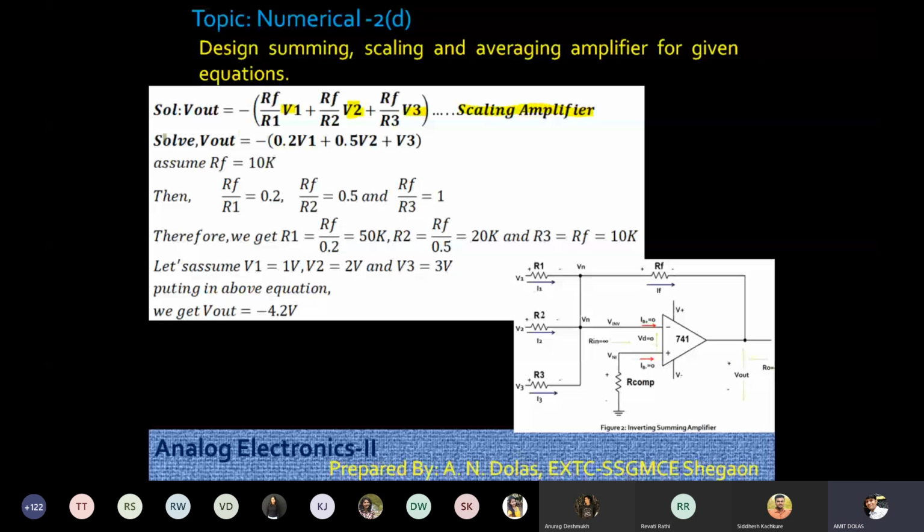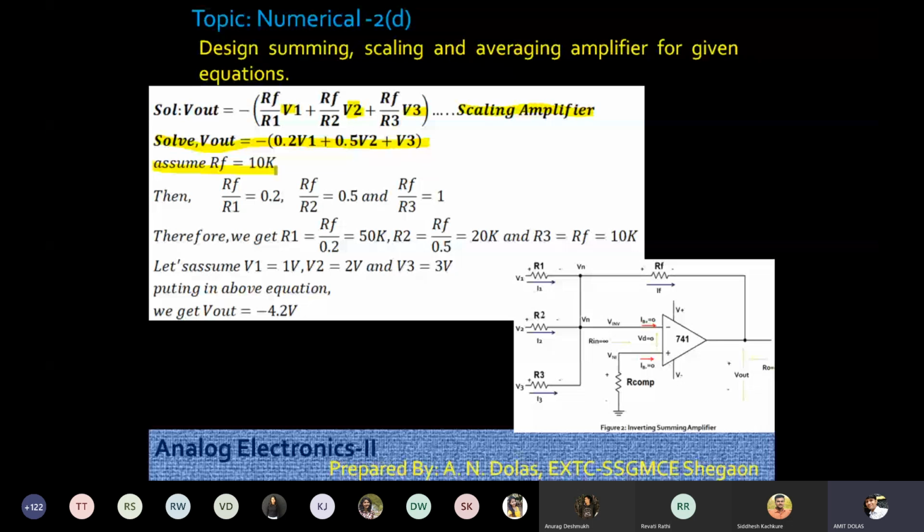So you may get a question in the examination like: solve V out is equal to minus 0.2 into V1 plus 0.5 into V2 plus V3. From this you have to understand that the minus sign is the inverting mode of operation. 0.2 means the RF upon R1 ratio is 0.2. 0.5 V2 means 0.5 is RF upon R2, and 1 V3 is nothing but RF by R3 is equal to the scaling factor of V3.